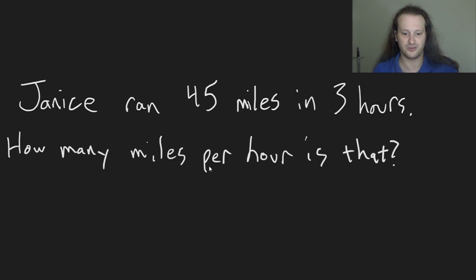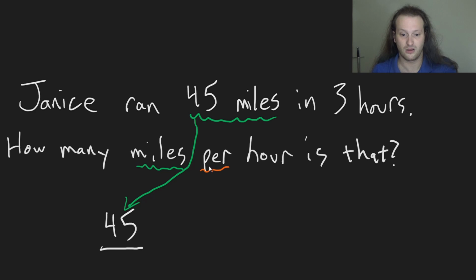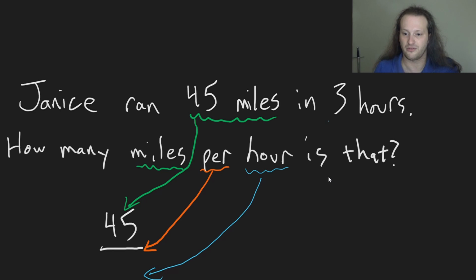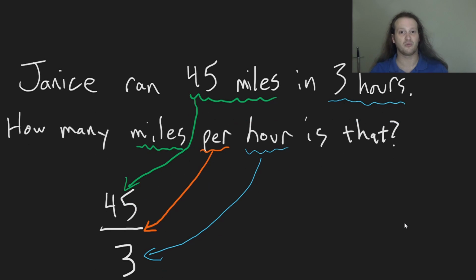So we have 45 miles, and that's going to get really messy really quick. How about just underline that. Feel free to do this. Keep track of your work. 45 miles in 3 hours. Boom. Per. Division. Hour. That's going to be on the bottom, because that's how we set up this division problem here. Oh, and there's 3 of them. How many miles per hour is that?